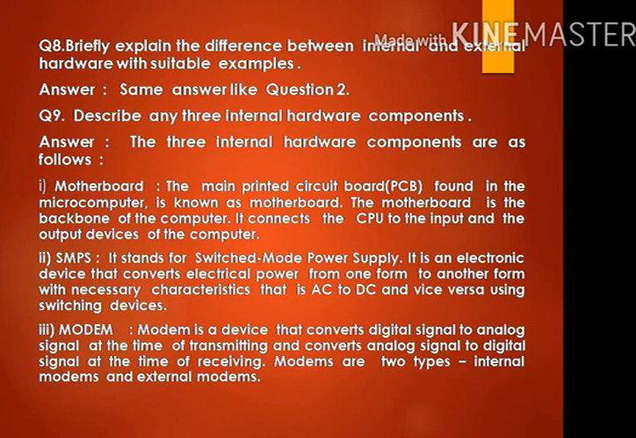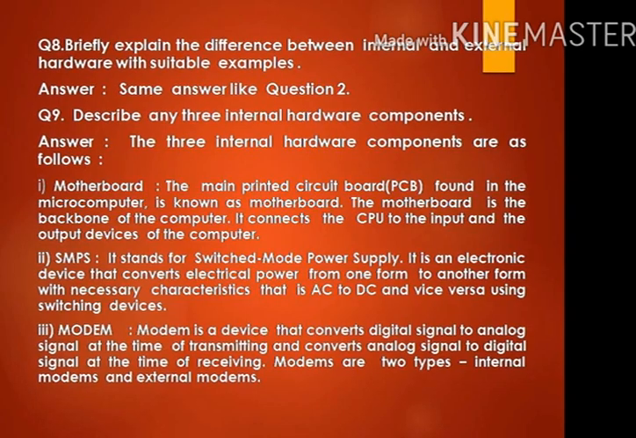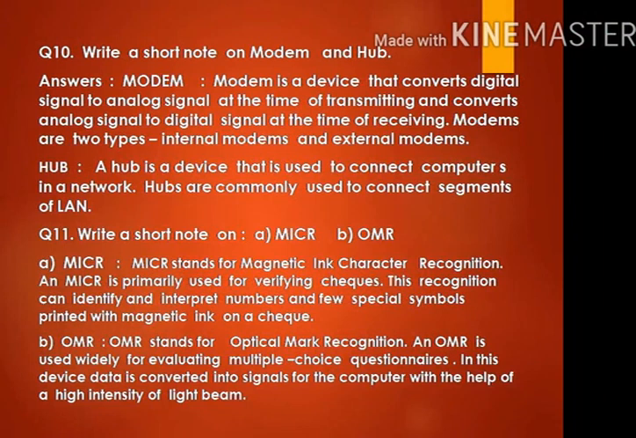Number 3. Modem. A modem is a device that converts digital signal to analog signal at the time of transmitting and converts analog signal to digital signal at the time of receiving. Modems are of two types, internal modems and external modems. The next slide contains the next part of questions and answers.